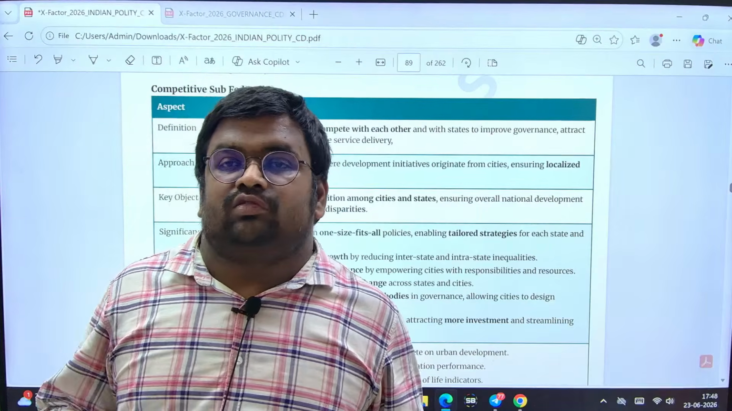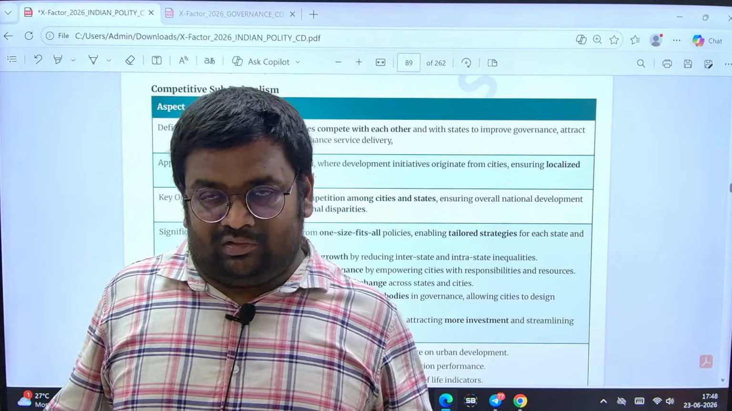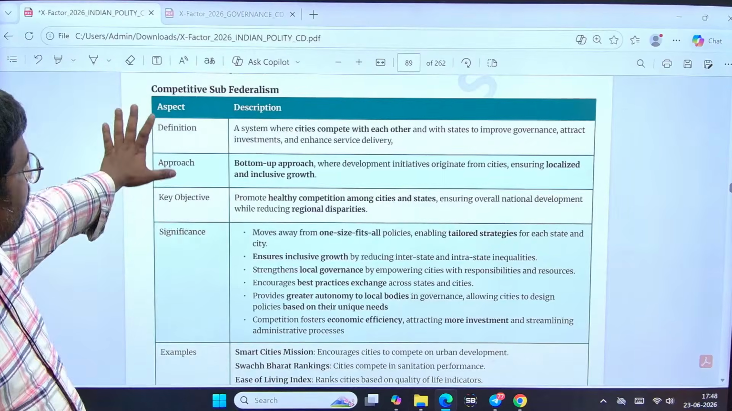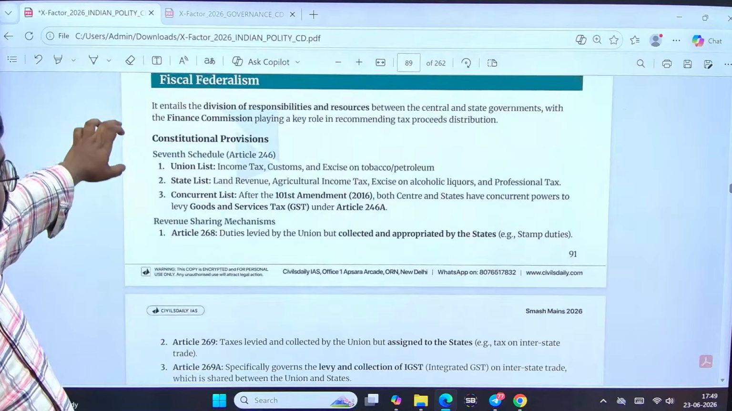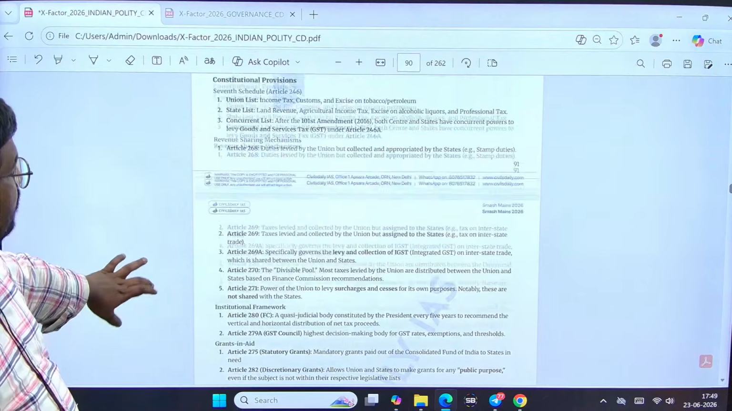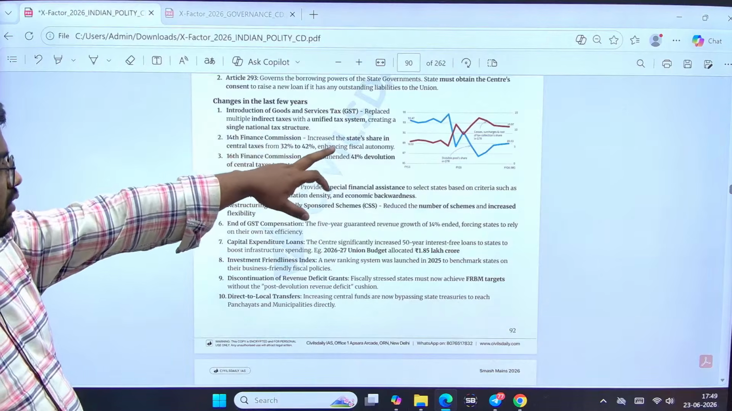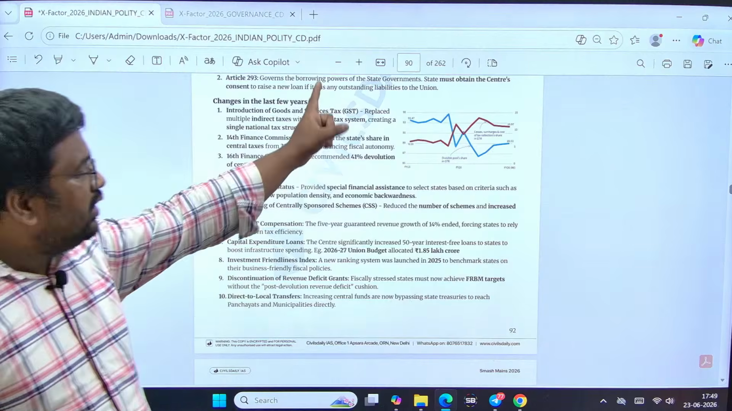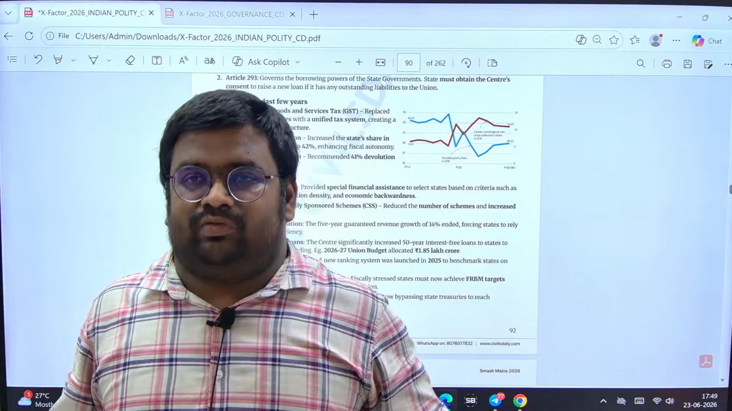That is, it's not just the states that are competing against each other, it is the cities or the local bodies that are competing against each other. So that also we have covered, right. Then fiscal federalism, revenue sharing and everything. Within fiscal federalism, the recent changes, we have given you the graph, and I can bet you that in none of the material in the market will you find this graph.